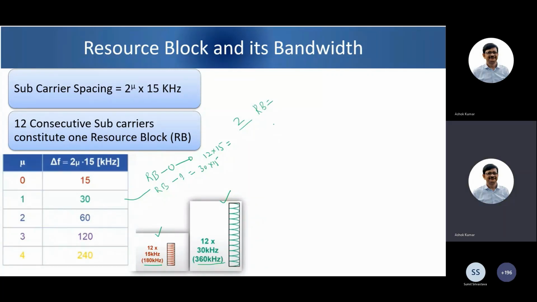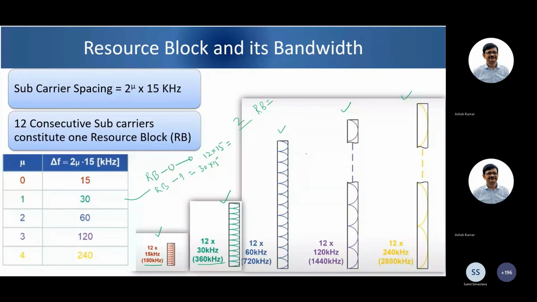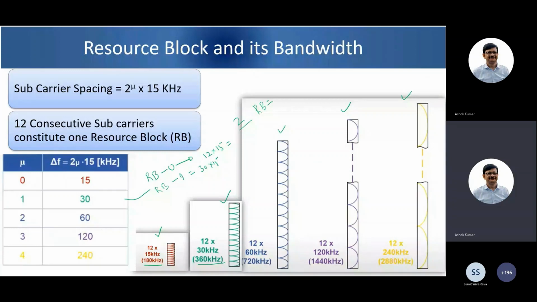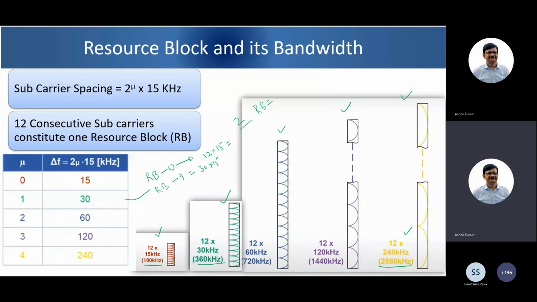Yes, 720 kilohertz. So my bandwidth of RB is doubling and doubling when I go higher in the numerology, starting from 180 kilohertz and going up to 2880 kilohertz. So the bandwidth of my RB in 5G depends upon the numerology. What is the numerology? And then we calculate what will be the bandwidth of an RB. Good. So I think you have understood the concept of resource block. Any question? Shall I proceed?